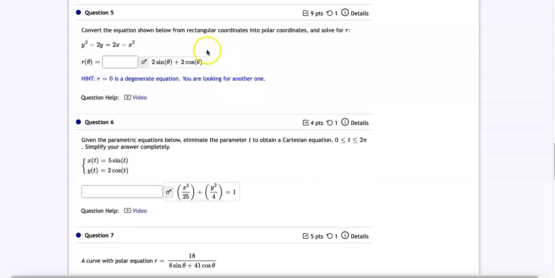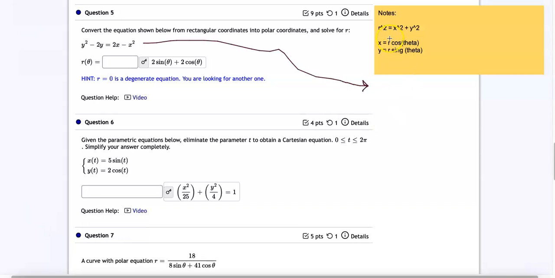Okay, so next we are going to be converting equations back and forth between rectangular coordinates and polar coordinates. Here it's rectangular, down here it's polar, and then I'll do question 6 after I do questions 5 and 7. Okay, so in your notes you want to have that r squared is equal to x squared plus y squared, and that x is equal to r cosine theta, and y is equal to r sine theta. Not sing, sine. Sorry about that.